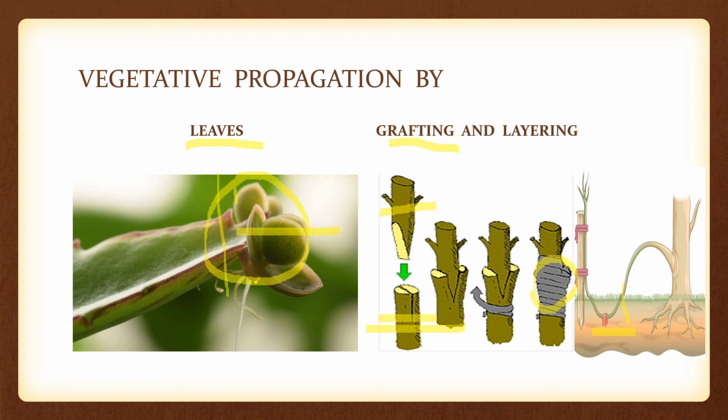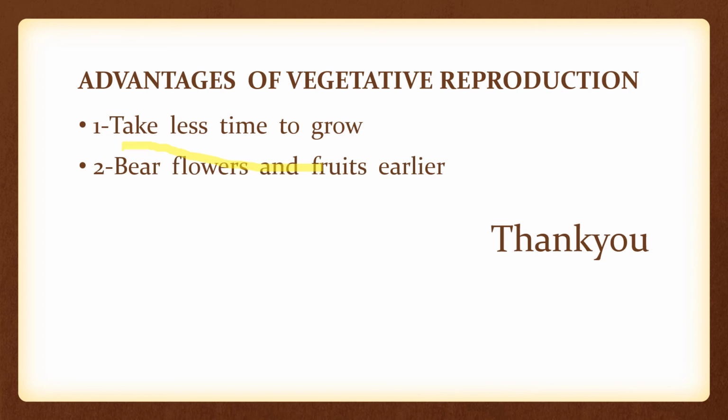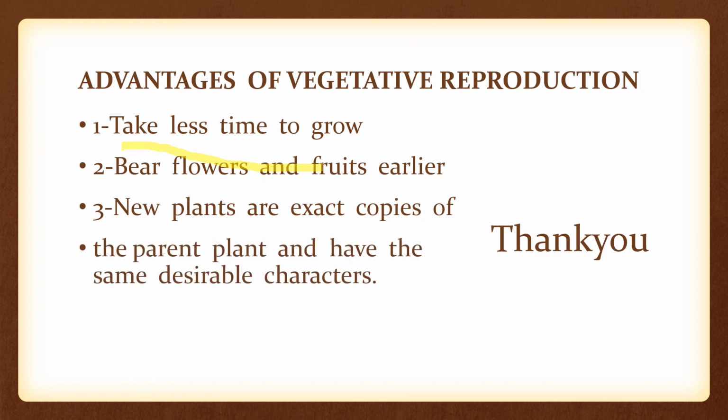Now move to the next slide, that is the advantages of vegetative reproduction. The first one is that it takes less time to grow the plants. Vegetative propagation takes less time to develop the plants, which bear flowers and fruits earlier. And the next one is that new plants are exact copies of the parent plant and have the same desirable characters.